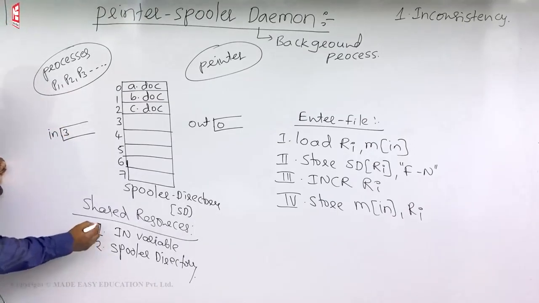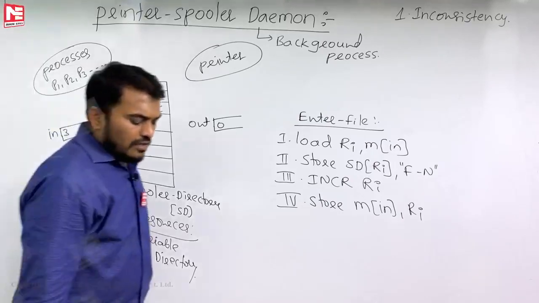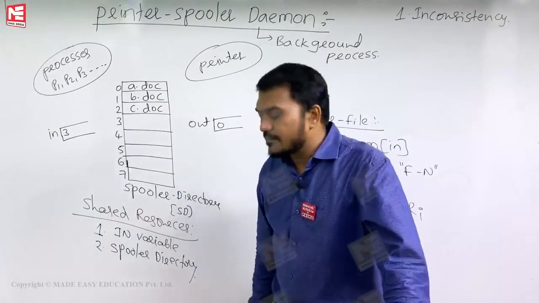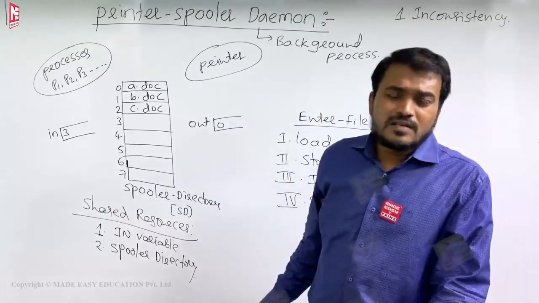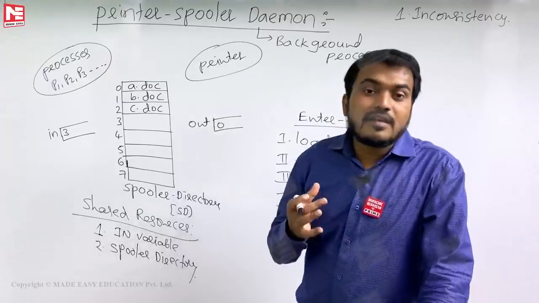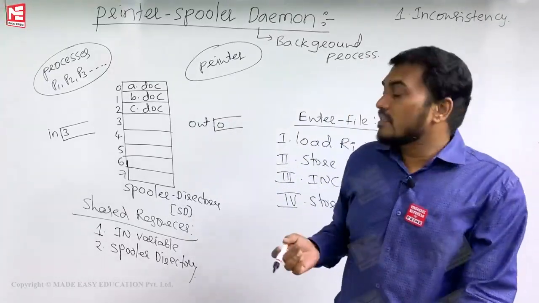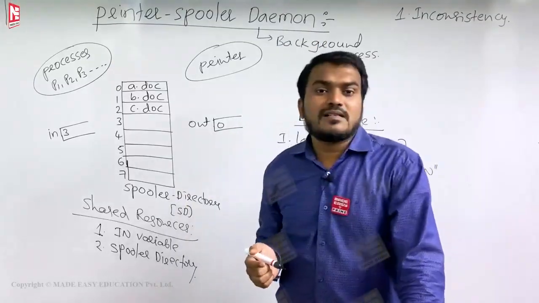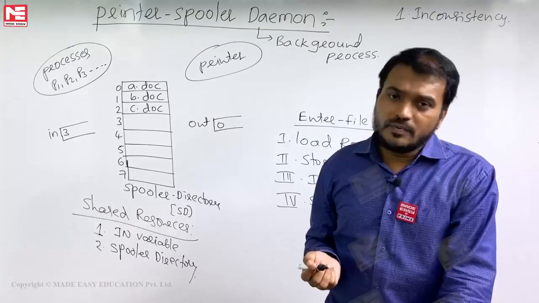First one is the in variable and the second one is the spooler directory. So what we are trying to do: you are having these two shared variables, or shared resources. Now tell me, whenever you are having shared resources, then these processes are said to be what? Cooperative processes. When they are cooperative processes, you require proper synchronization. Is the point clear for everyone?